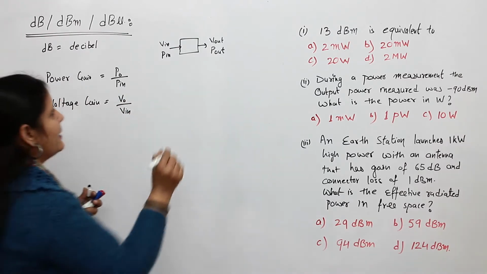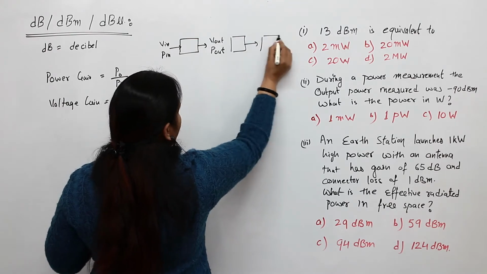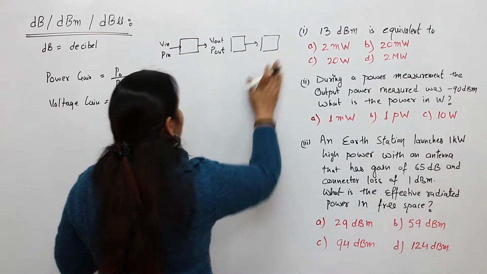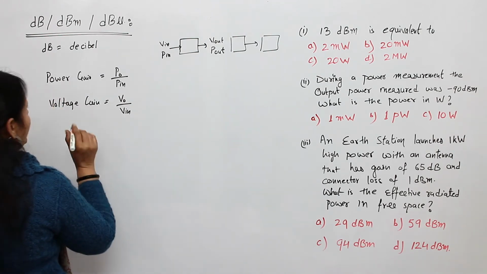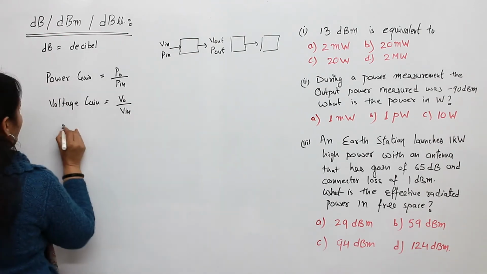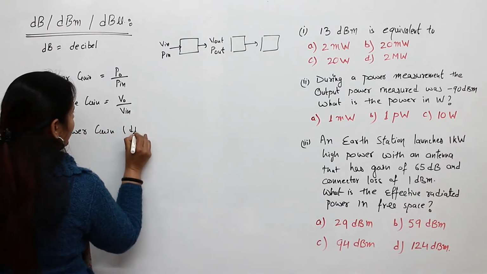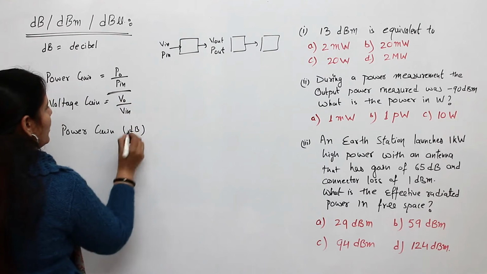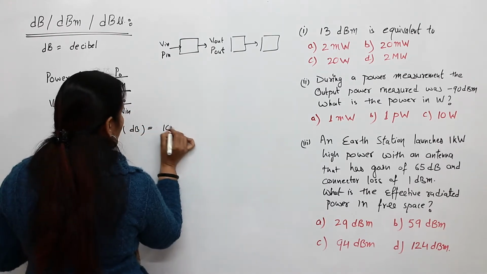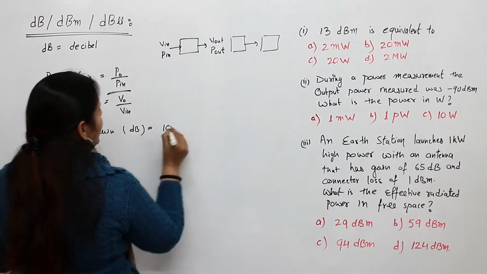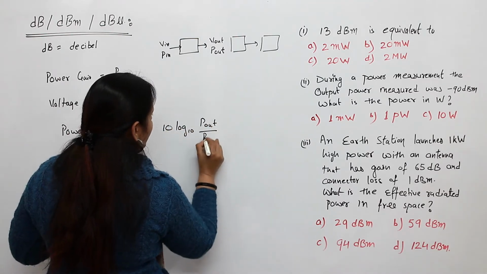In a cascaded system, when the output of one system is used as the input of the next system, we generally define this power gain and voltage gain in dB. So if you have to define power gain in dB, you will convert this ratio using log base 10. This is the definition of power gain in dB: 10 log10 of P output divided by P input.